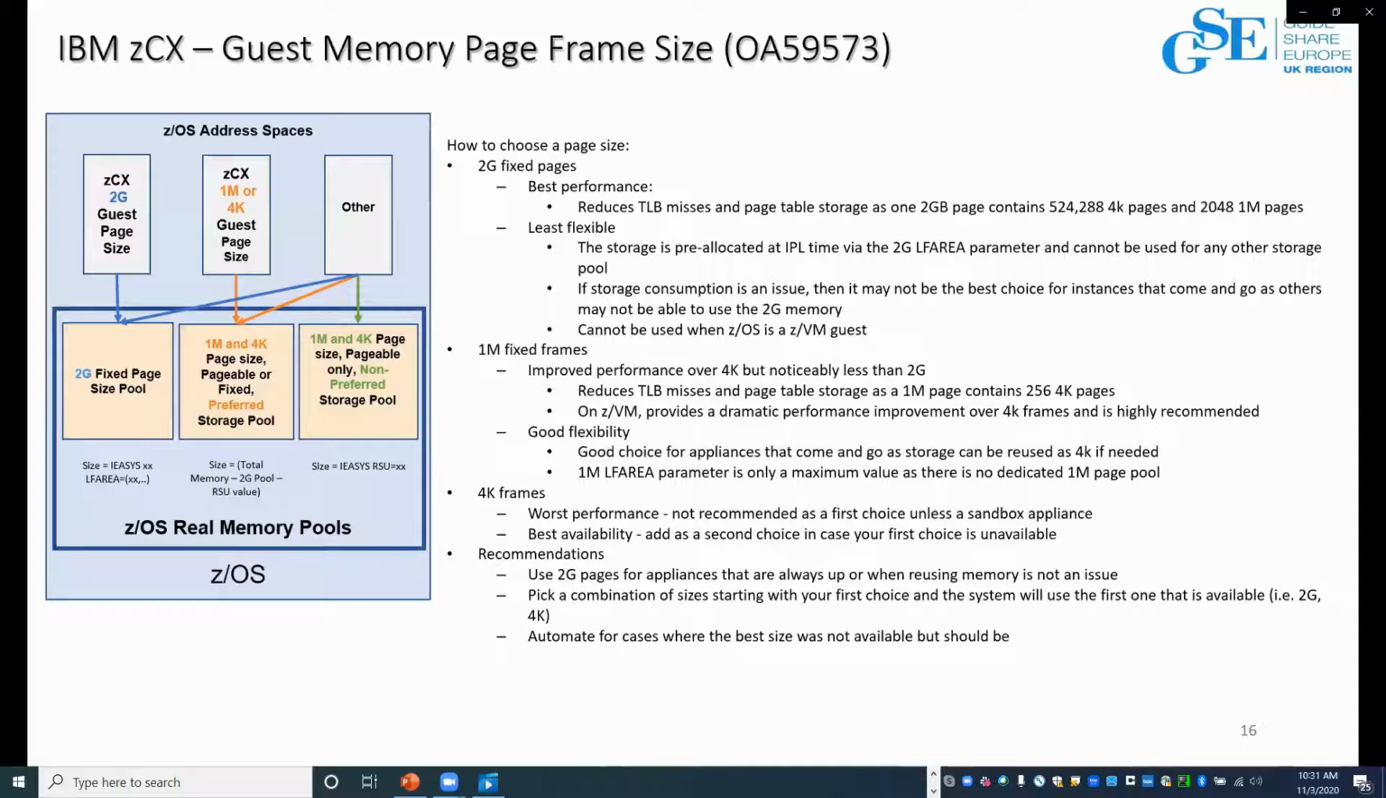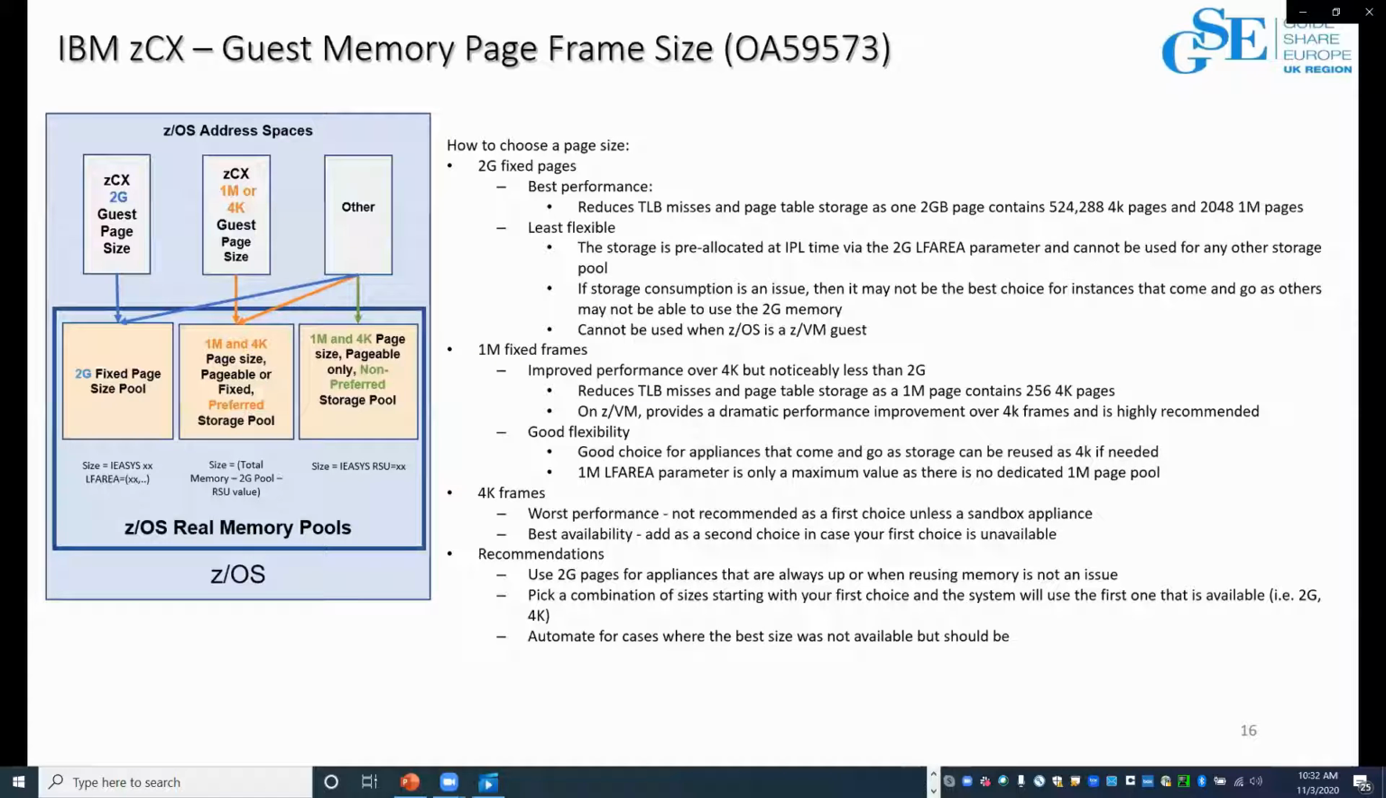Looking at the picture, all the way on the left side, you can see that the 2 gig pool is a fixed pool, okay, and it can't be changed unless you IPL, so you have to plan for it. If you don't have enough storage, plan means you need to plan an IPL. If storage consumption is an issue, then it may not be the best choice for instances that come and go, as others may not be able to use 2 gig memory.